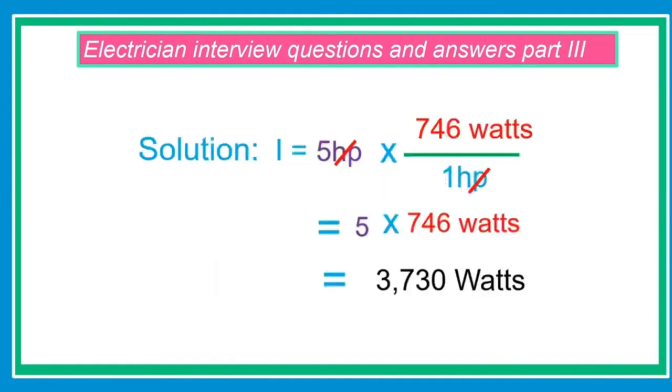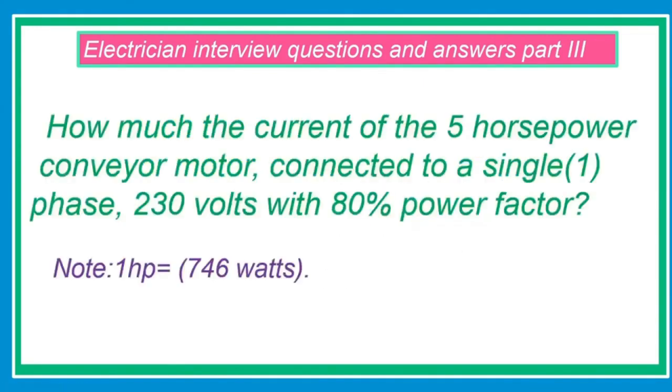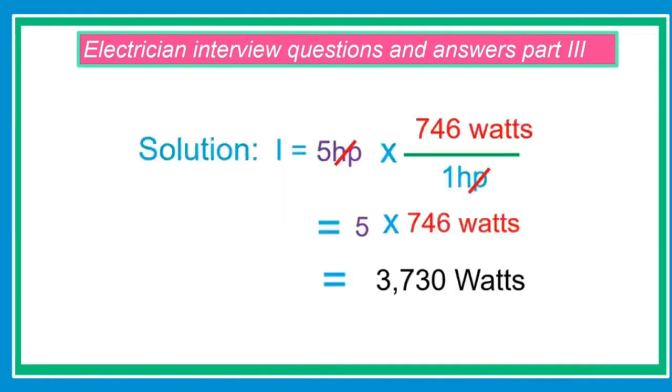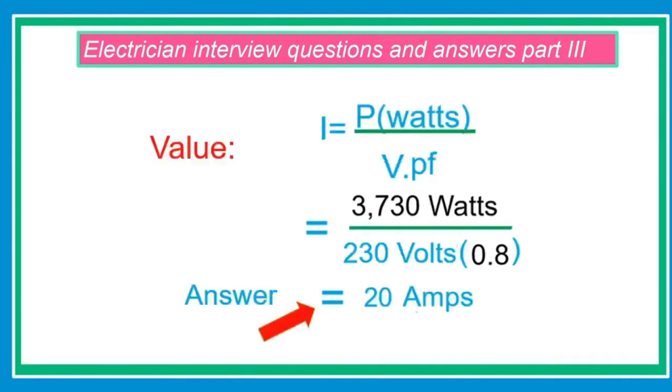Solution to the problem above. In this problem, the given is 5 horsepower, 230 volts, and 80% power factor. Solution. First, we're going to convert the 5 horsepower to watts. 5 times 746 watts equals 3,730 watts. We already converted the horsepower to watts. The answer is 3,730 watts. Now we're going to substitute. 3,730 watts divided by 230 volts times 0.8 power factor. The current is 20 amperes.